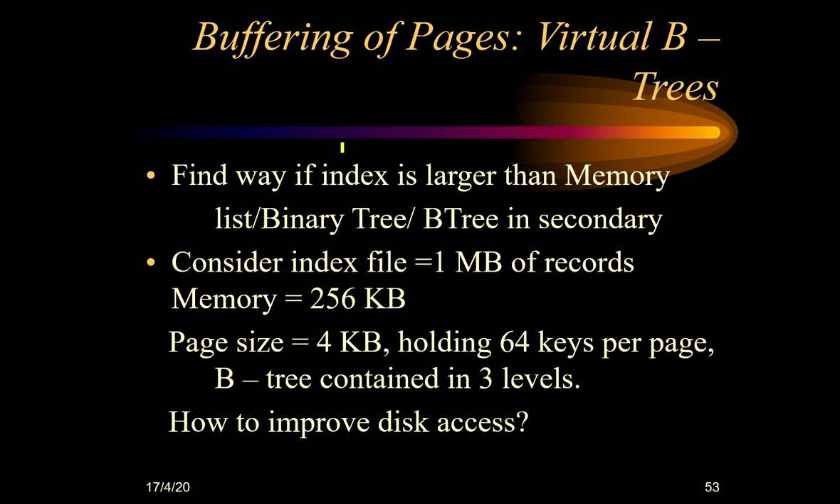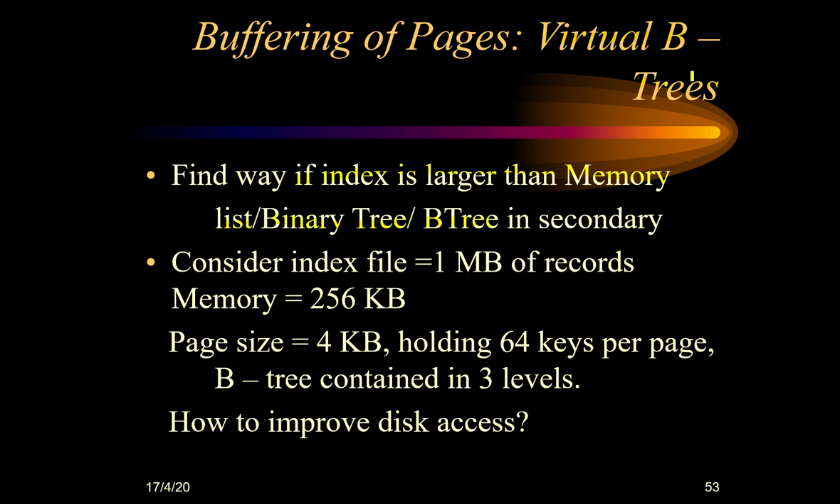We had seen two to three solutions where we ended up with some problems or the other. The different ways of handling larger files were that we tried with a list, then we tried with a binary tree, then we tried with a B-tree, storing in the secondary device. These were the different techniques which we have used. Now, after these, we are introducing another technique of how to save an index file which is larger than the memory. Here we'll mainly be seeing about virtual B-trees.